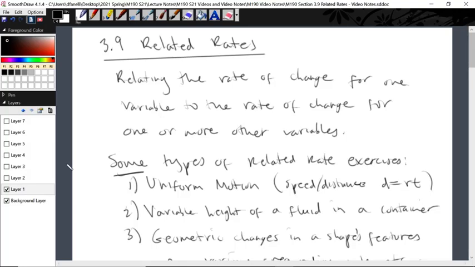Section 3.9, we're looking into related rates exercises. For Calculus 1 students, related rates are generally considered one of the more challenging types of exercises involving the application of derivatives. I'd like to include for you here a variety of examples worked through. I'll do a couple on the video as well.